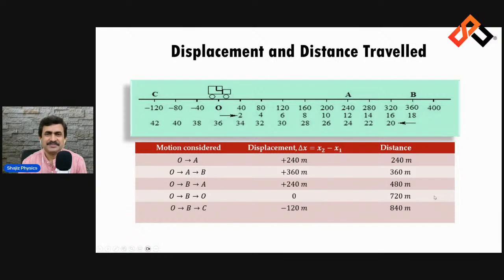So that's it. We have completed the discussion about the displacement and the distance traveled. Let me stop sharing this screen.